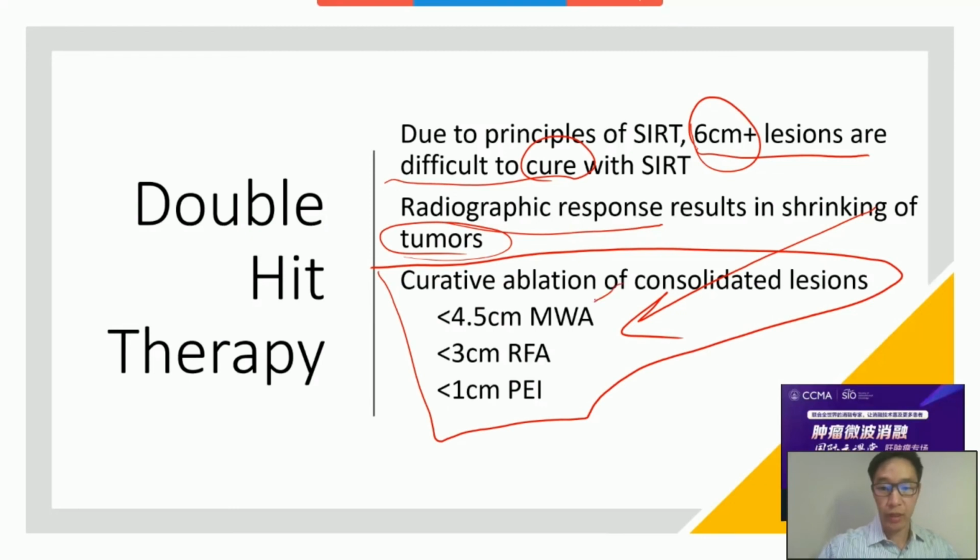If the lesion is less than 4.5 centimeters, we can use microwave. If it's less than 3 centimeters, we can use RFA, and less than 1 in HCC, we may use percutaneous ethanol injection. However, as many of you know, the anatomy will dictate which technology will apply due to many of the details that Professor Gu had described.